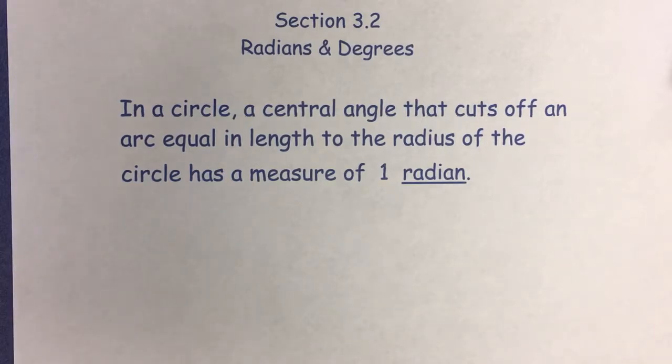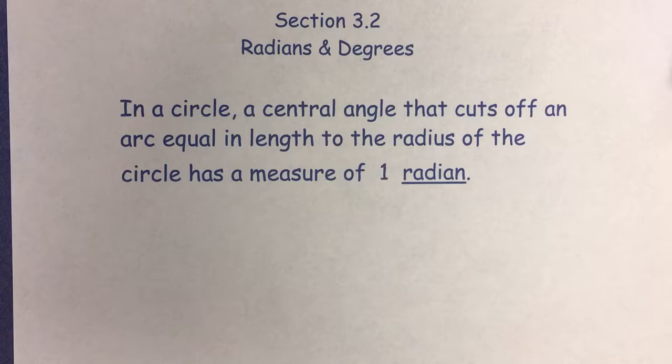But what you have here is the definition of what the measurement of 1 radian would be. This is in reference to a circle. As it states, in a circle, a central angle that cuts off an arc equal in length to the radius of the circle has a measure of 1 radian.